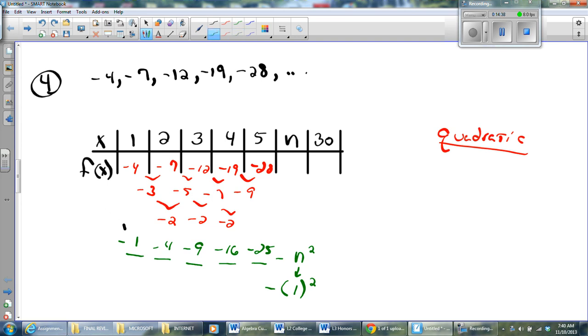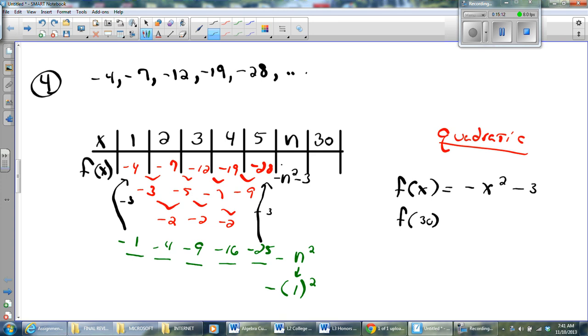Now, how do I turn negative 1 into negative 4? Well, I subtract 3. Negative 25 to negative 28, I subtract 3. So I'm going to get negative n squared minus 3. All right, so f of x will equal negative of x squared minus 3. So I'll do f of 30, and I'll get the negative of 30 squared minus 3. Well, this is 900, negative 900 minus 3 is a negative 903.